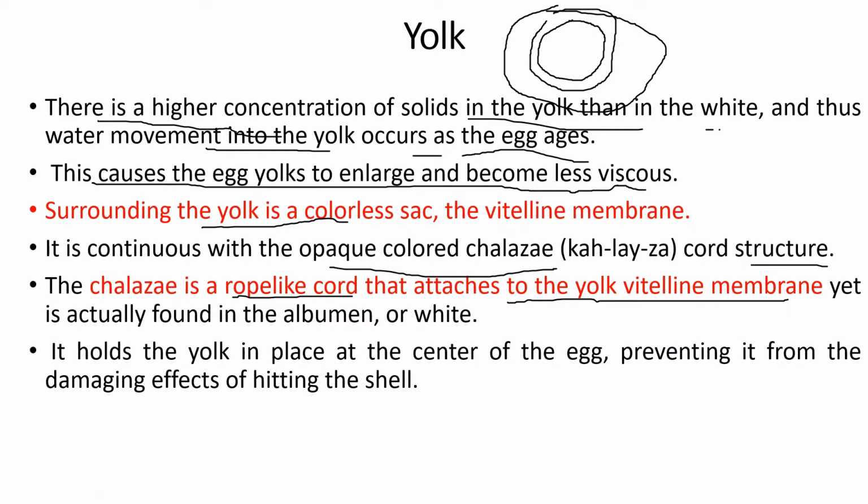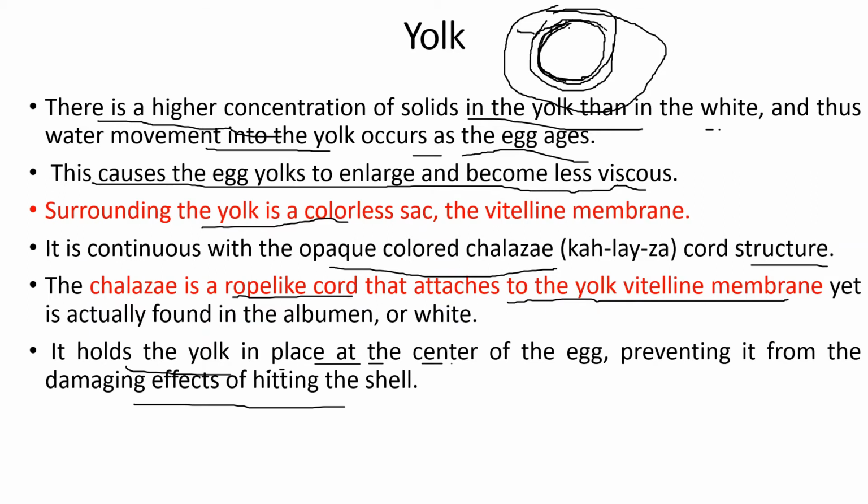And whereas the egg yolk, let's just take this as the egg yolk. The egg yolk is surrounded by the vitelline membrane. This is a different membrane that surrounds the boundary of the yolk, and outside we have the chalaza cord, which joins the egg white with the yolk. It also holds the yolk in place at the center of the egg, preventing it from damaging effects of hitting the shell. So the chalaza cord plays an important role in maintaining stability inside so that the yolk does not get damaged when it hits the surface.